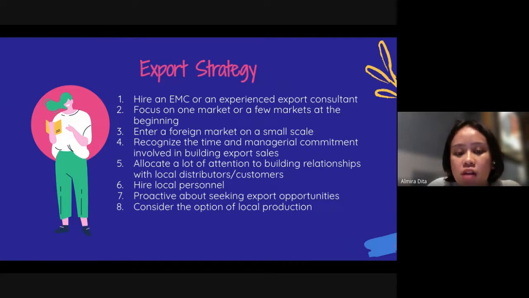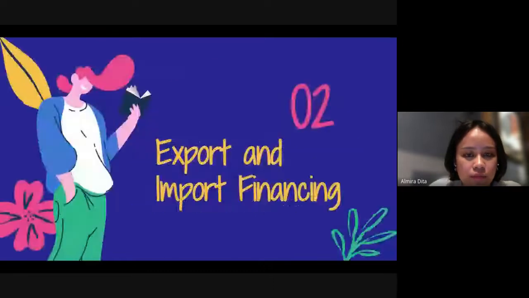The fifth one is allocate a lot of attention to building relationships with local distributors or customers. The sixth one is hire local personnel. The seventh one is be proactive about seeking export opportunities. And the last one is consider the option of local production.